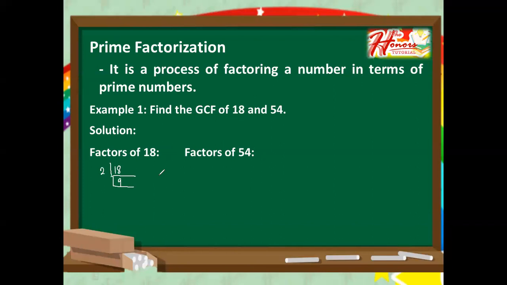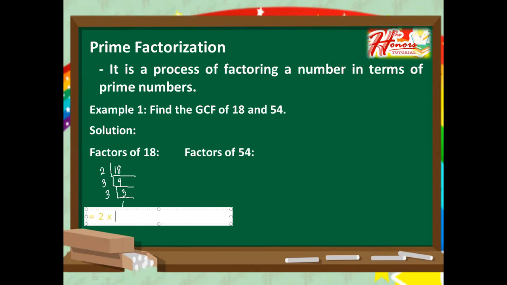And then think of a prime number that can divide 9, and that is 3. 9 divided by 3, that is 3. Think again of a prime number that can divide 3, and that is 3 itself, because 3 is a prime number. 3 divided by 3 is 1. So therefore, the factors that we have here are 2 times 3 times 3. Let me write it here below. So this is equal to 2 times 3 times 3.